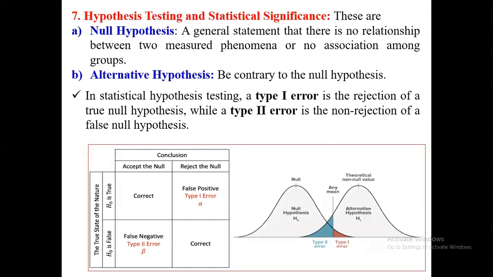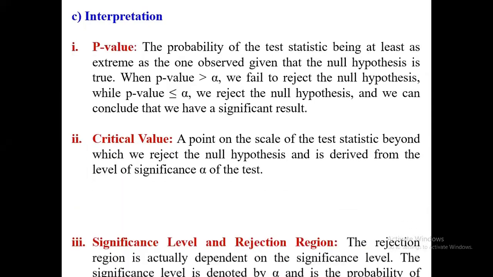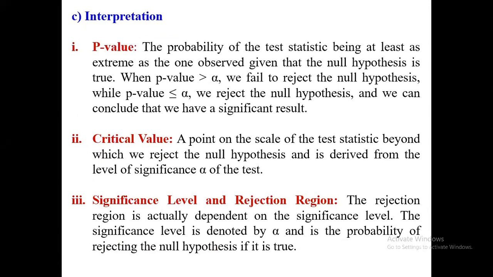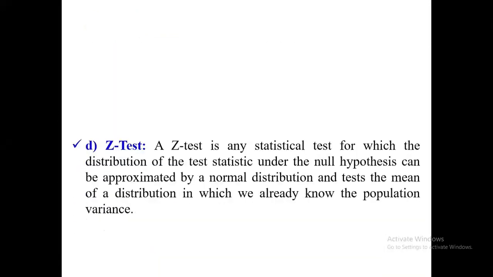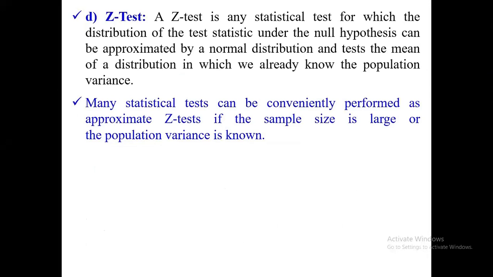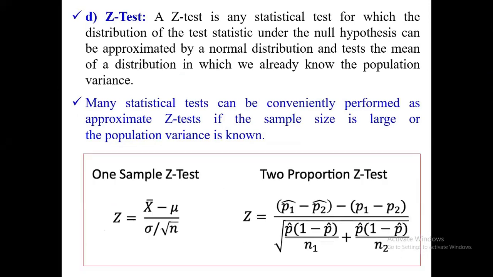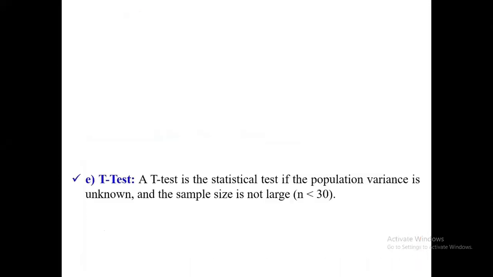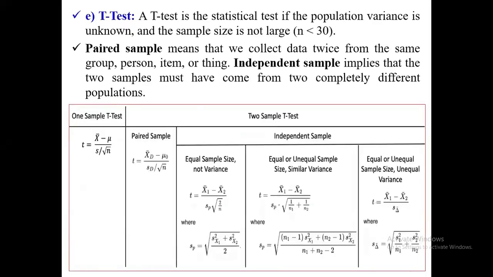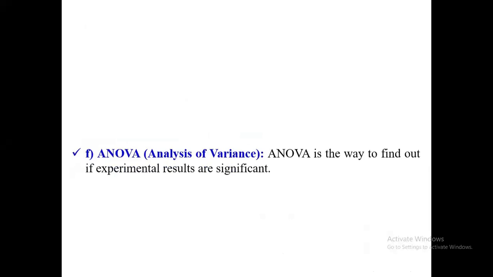Those are called exceptions. In order to solve exceptions, we are using hypothesis testing, like null hypothesis, alternative hypothesis, etc. We are using interpretation purpose, p-value, critical value, significance levels, and rejection region we are using. Z-test, I think everybody knows why we are using Z-test, whether it is working for one sample Z-test or two proportion Z-test. Okay, and t-test also we are using in statistical test. If the population variance is unknown and the sample size is not large, n less than 30, then we are using t-test. Okay, and ANOVA test.